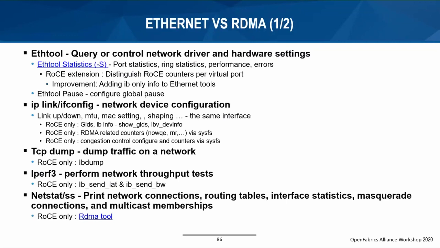So nothing new here. For IP link, some information is using the same interfaces like the MTU, mark setting, shaping, etc. However, some information for RoCE can be exposed either through SysFS or through an RDMA tool in the future. And currently, all the IB tools already exist. For tcpdump, the replacement is ibdump.